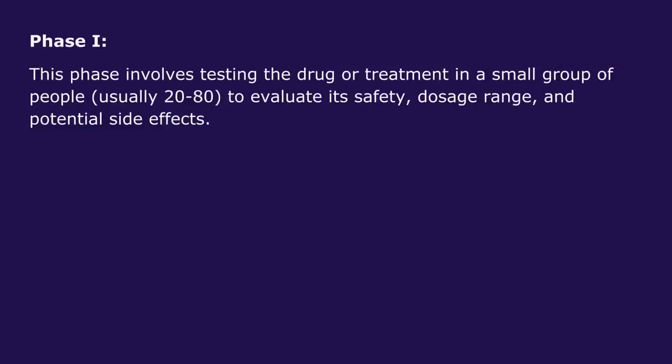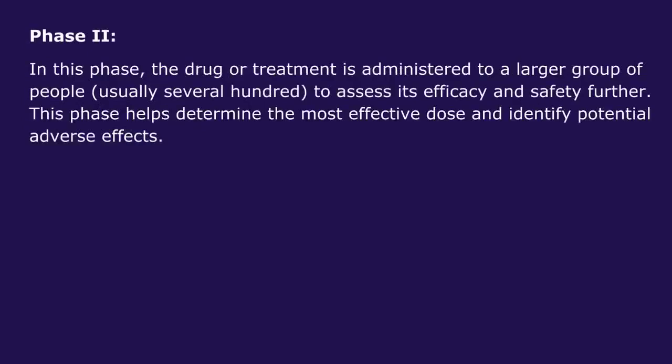Phase 1. This phase involves testing the drug or treatment in a small group of people, usually 20 to 80, to evaluate its safety, dosage range, and potential side effects. Phase 2. In this phase, the drug or treatment is administered to a larger group of people, usually several hundred, to assess its efficacy and safety further. This phase helps determine the most effective dose and identify potential adverse effects.